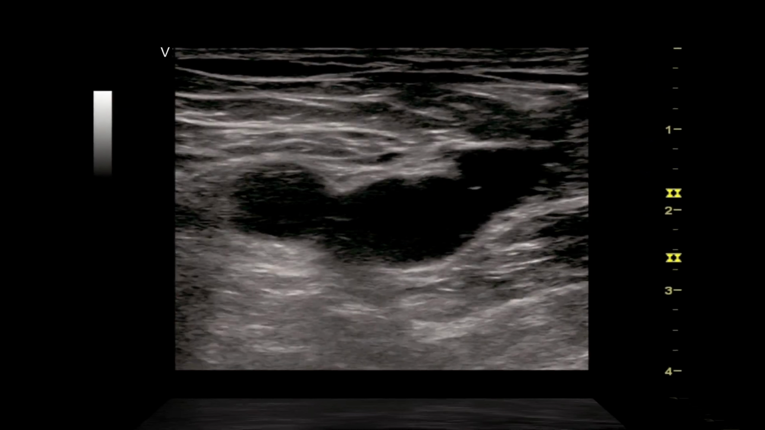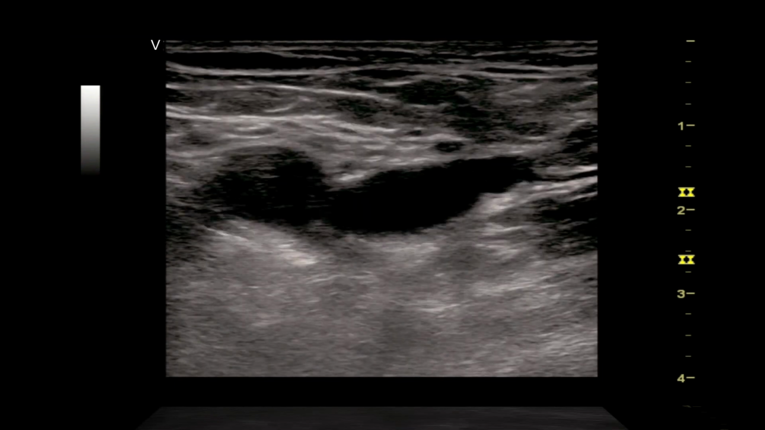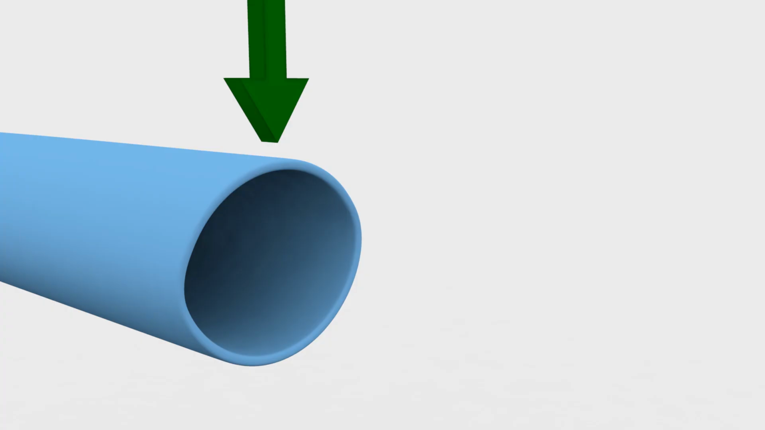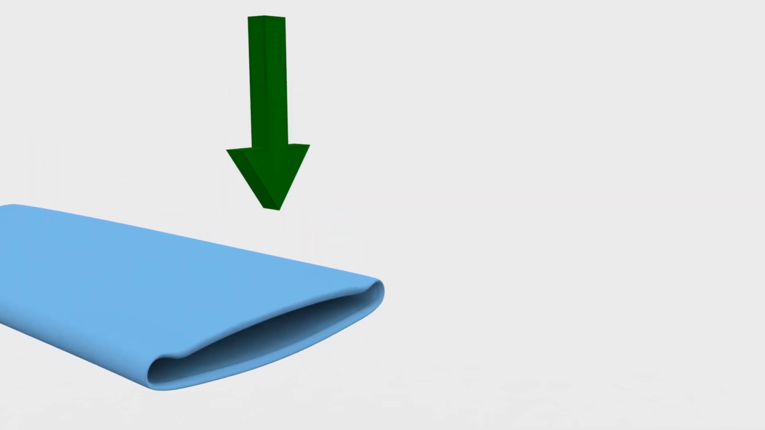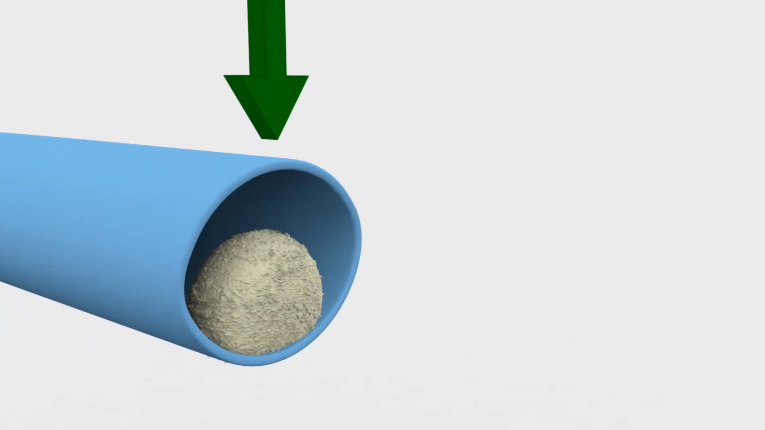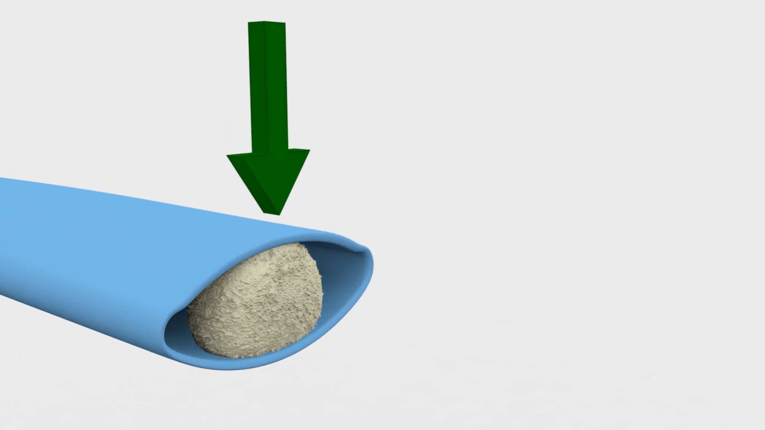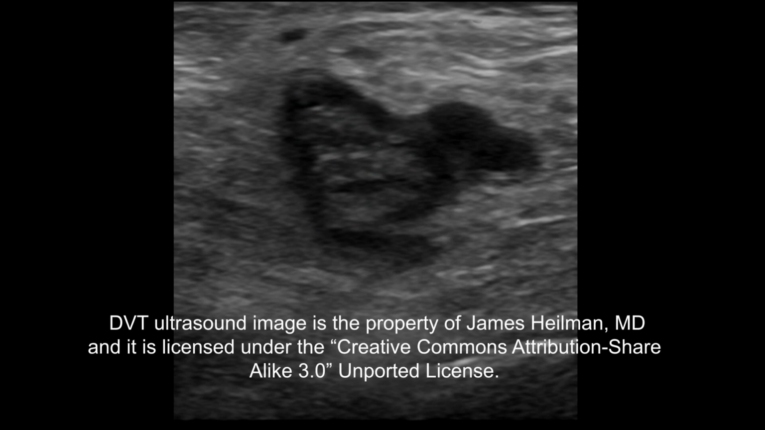Compression ultrasound of the lower extremity venous system should always be done in the transverse orientation using B-mode ultrasound imaging. Typically, the lumen of a vein will appear anechoic and will become completely obliterated by adequate pressure applied with the ultrasound probe. However, a thrombus will prevent the lumen of the vein from being completely collapsed. Sometimes a thrombus may be visualized as a hyperechoic mass within the lumen of the vein.